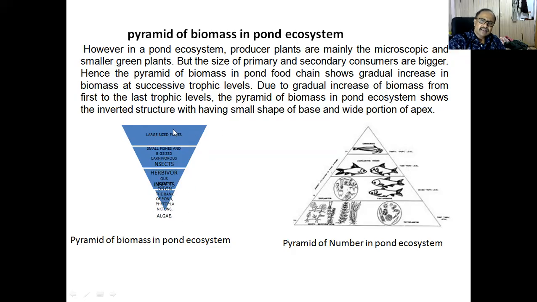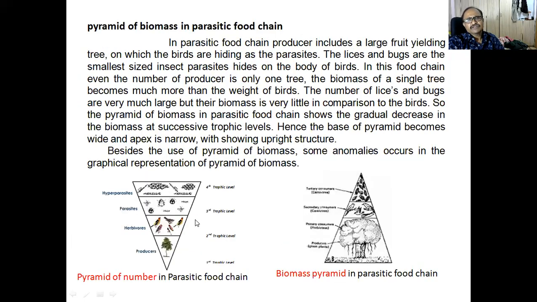Inverted structure देगा. Okay, this is the pyramid of biomass in pond ecosystem. Now in pyramid of biomass in parasitic ecosystem, यहाँ पे दो pyramid दिखे. ये पहला है pyramid of number. This pyramid of number is showing the inverted structure. Okay, it is showing the narrow base and wide apex. But in pyramid of biomass in parasitic food chain, it shows the upright structure.